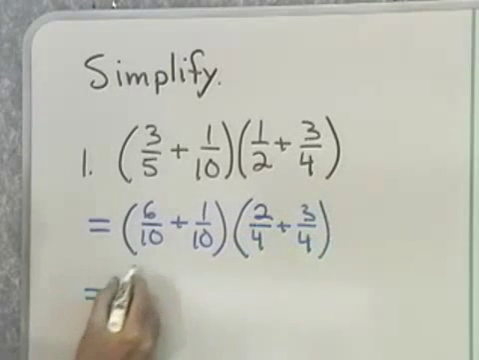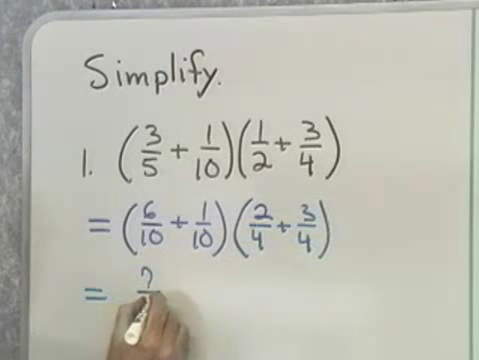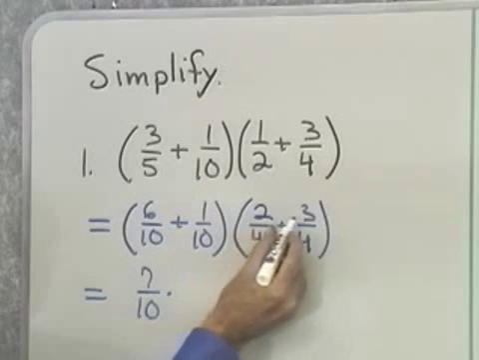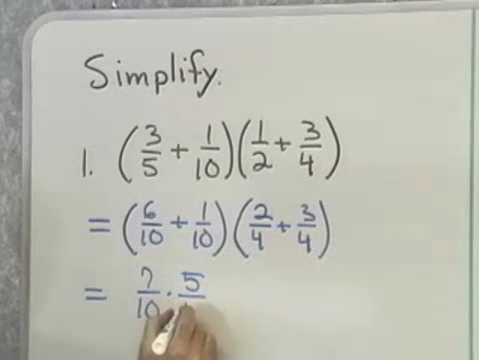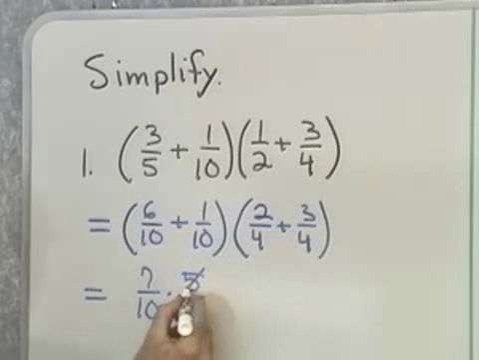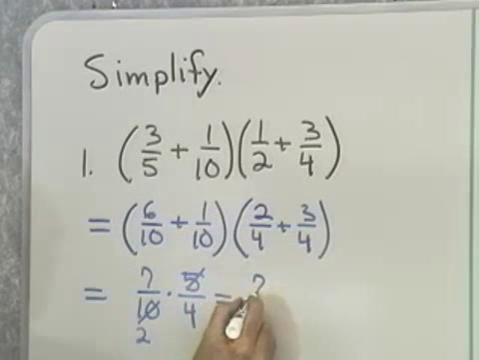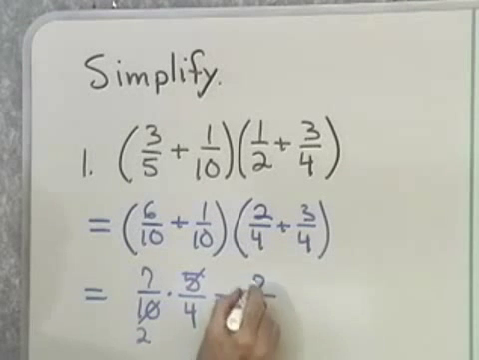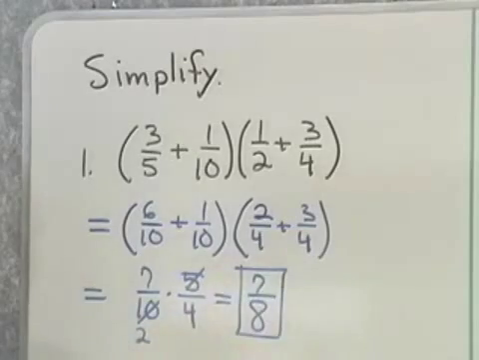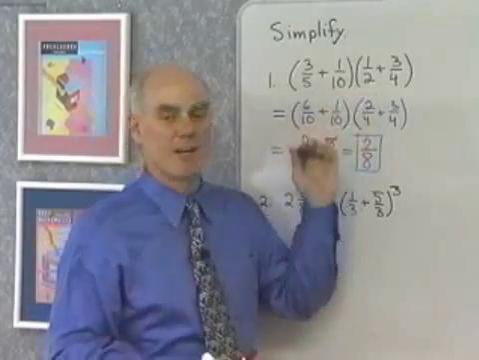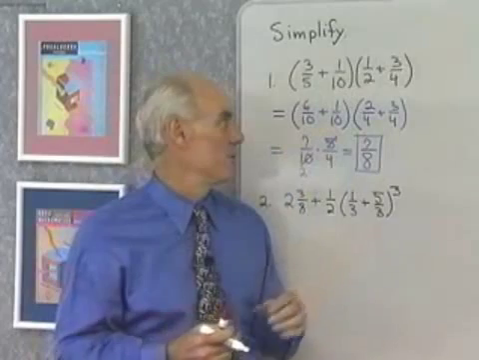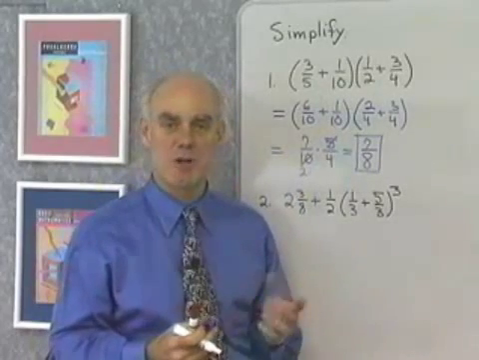Now that looks pretty simple. 6 and 1 is 7/10 times 2 plus 3 is 5/4. I have a common factor of 5 that I'll divide out here. In the numerator I have left 7, in the denominator I have left 8. So 7/8 is the result of simplifying this expression right here. Just a problem involving adding fractions and then multiplying fractions.